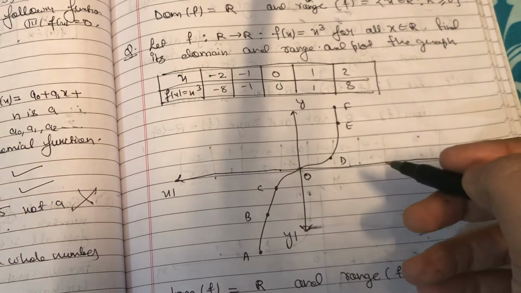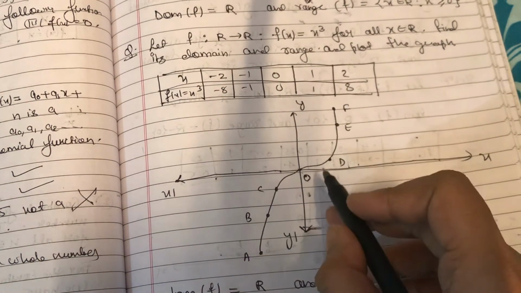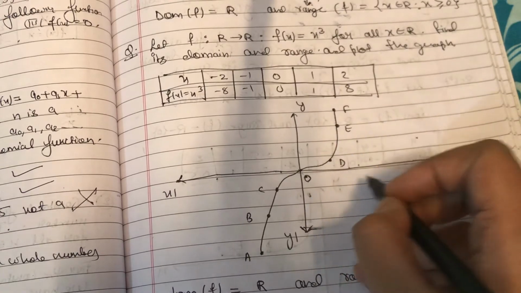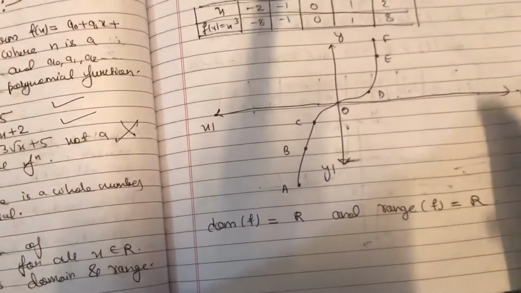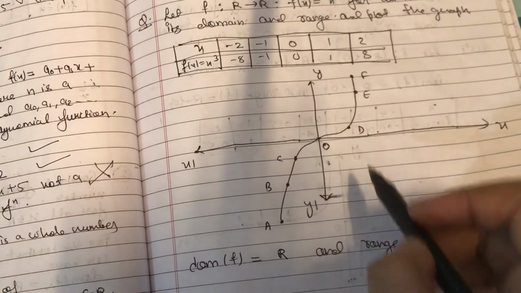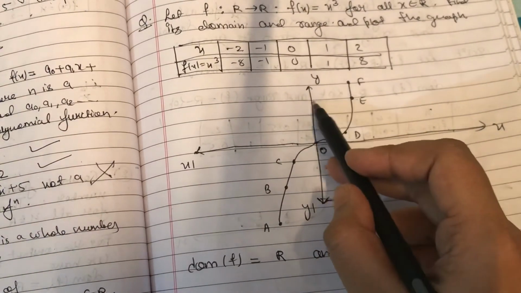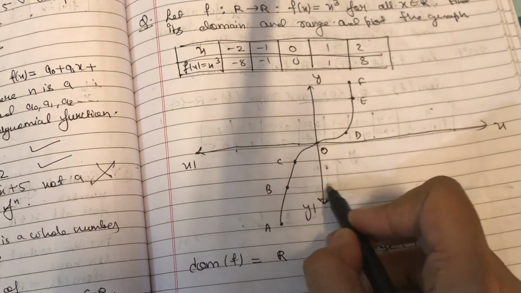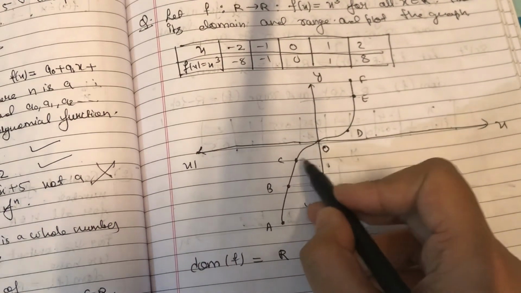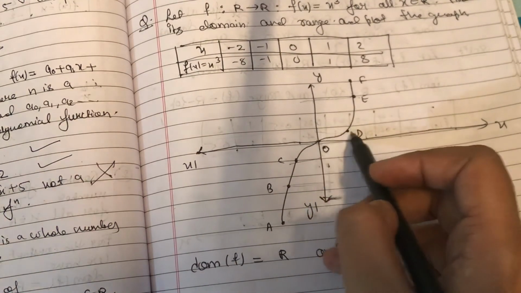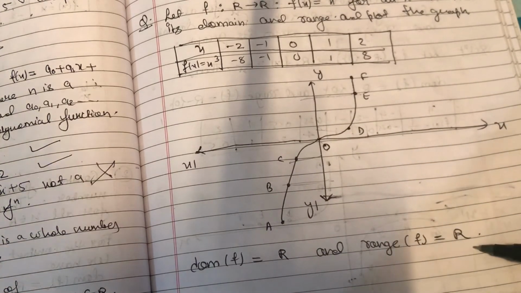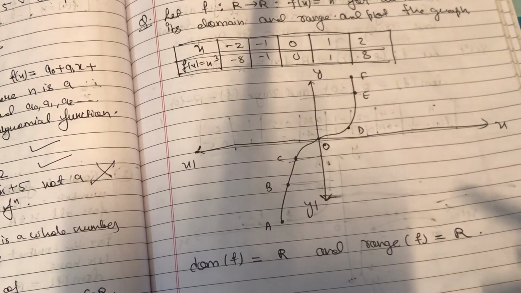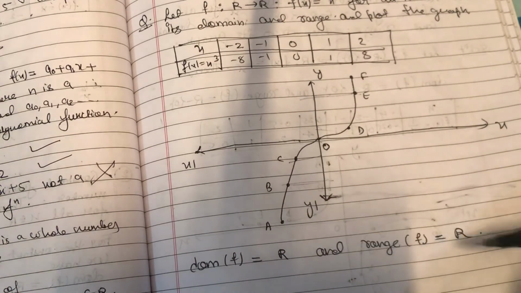And what about the range? As you can take any values of x, negative, positive, definitely the domain is going to be the real numbers. And what about the range? Here you are getting positive y value, and here you are getting negative y value, isn't it? So you are getting the positive value of y and the negative value of y. That means the range of f is also all real numbers. So here the domain and range are both going to be R.